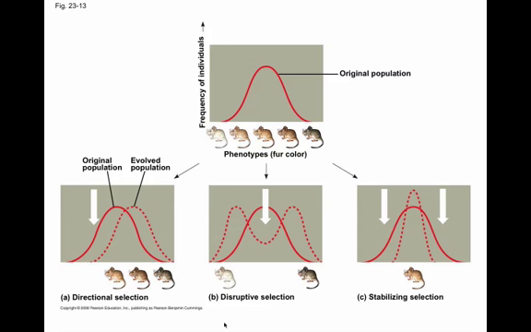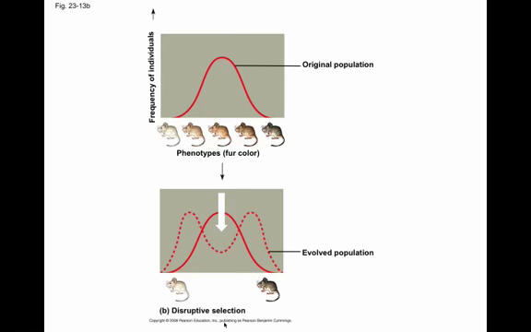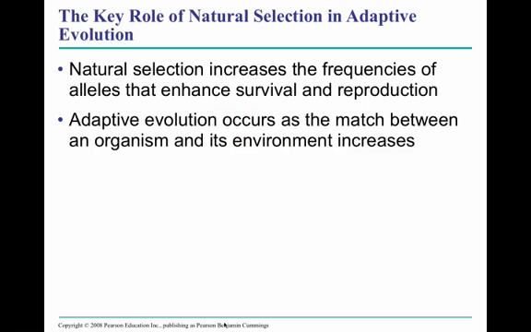The last one is stabilizing selection, where the extremes are not favored. So the very light and the very dark mice are not favored, but the ones in the middle are. So you see that frequency of individuals with that type increase in the center, decreasing on the sides. I'm just going to pop through these illustrations here.